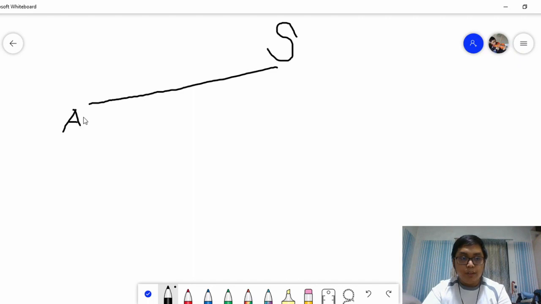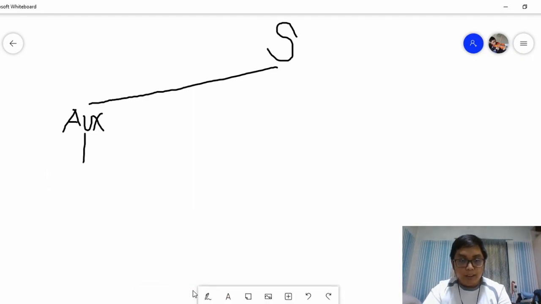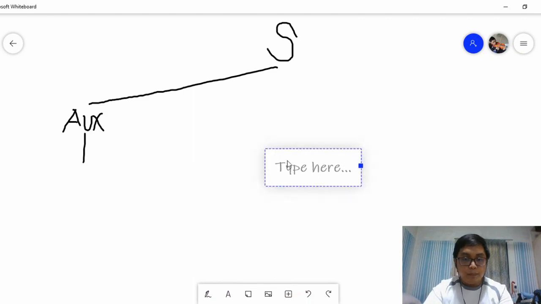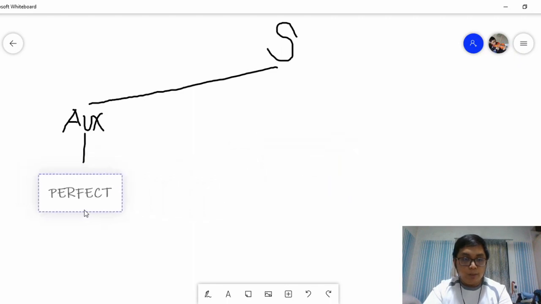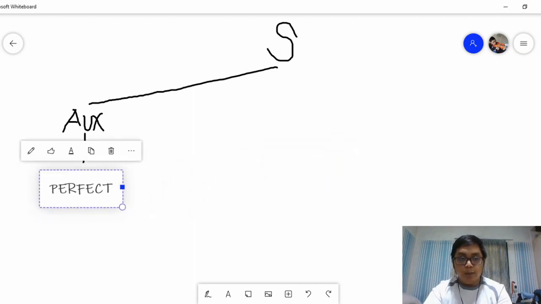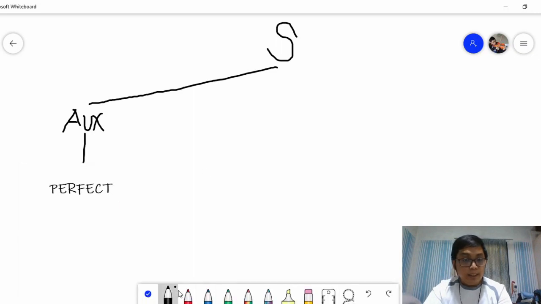aux. There we go. Okay, and then since it is in its perfect form, therefore, we're going to put there perfect. Okay, there you have it, the word perfect, which will then lead us down to your word has. Now, to go further, let us look at this one. Since Carlo is considered as an NP, therefore, you're going to put it here. Alright, let's move it down just for now as Carlo.